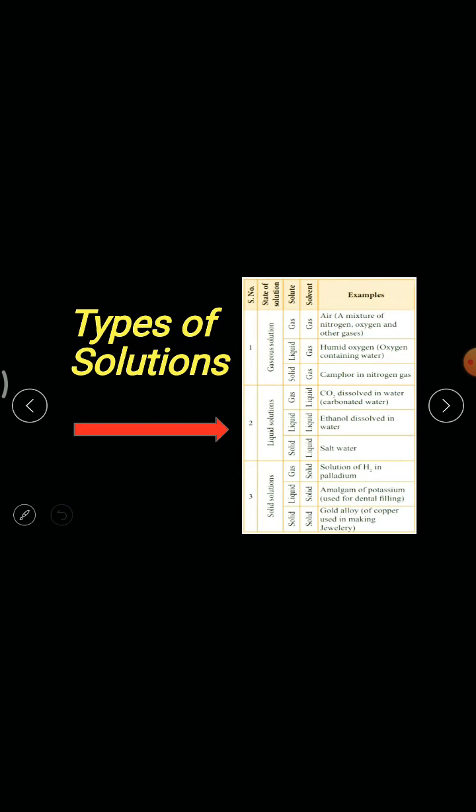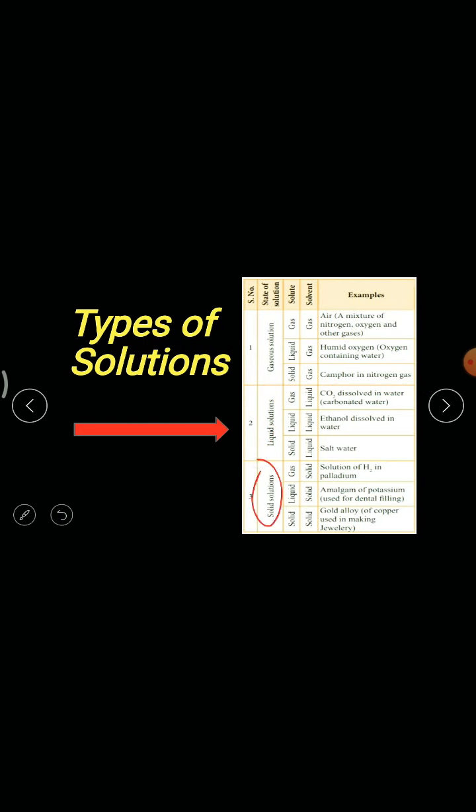When it comes to liquid solution, if the solute is a gas, we can take the example of CO2 dissolved in water or O2 dissolved in water. For liquid in liquid, we can take ethanol dissolved in water. Basically, ethanol is an alcohol. When it is solid in liquid, we can take salt water or sugary water, meaning the sugar is the solute here.